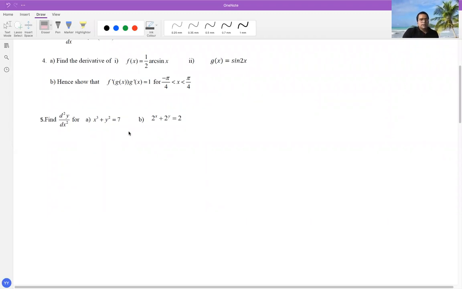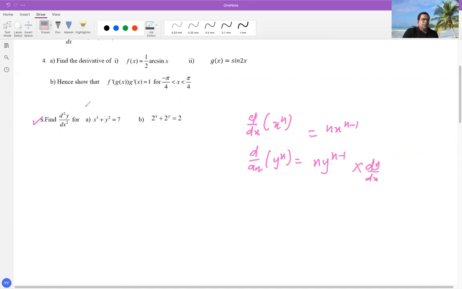So here we got to the fifth problem, which is to find the second derivative of x cubed plus y squared equals 7. What you do is, just remember that when you're differentiating x to the power n with respect to x, it is nx to the power n minus 1. As you're differentiating y to the power n with respect to x, it will be ny to the power n minus 1 times dy by dx. So now let's start with this.